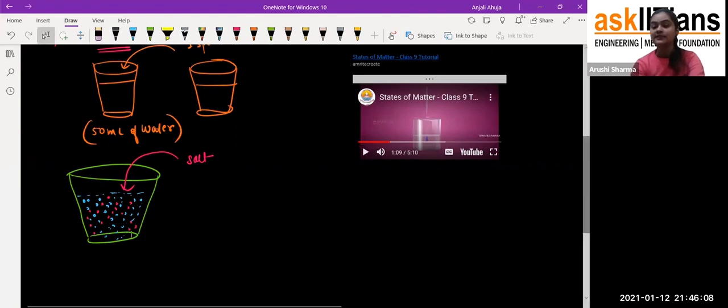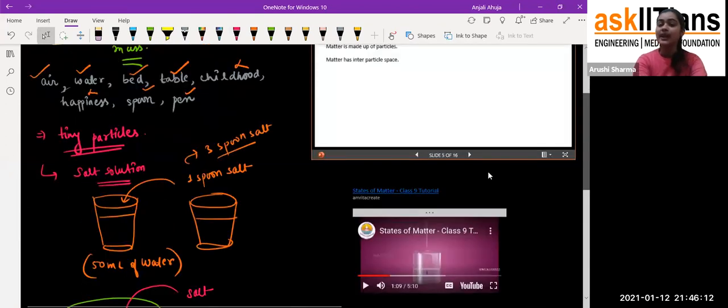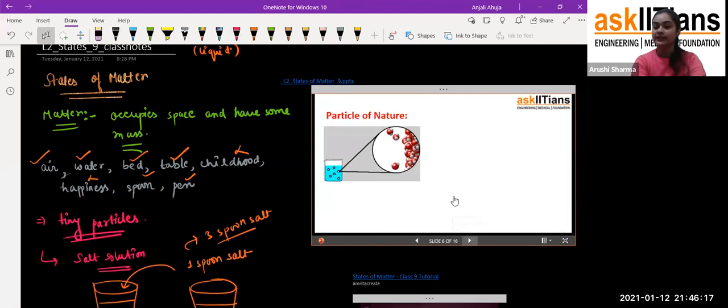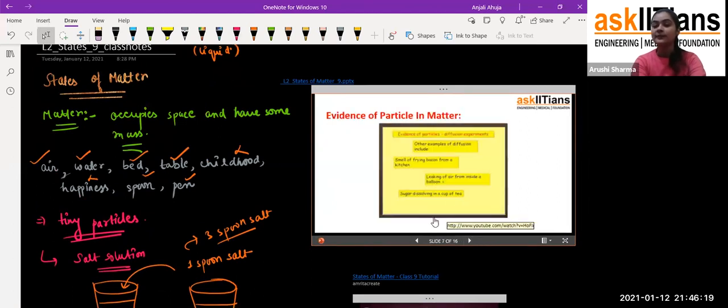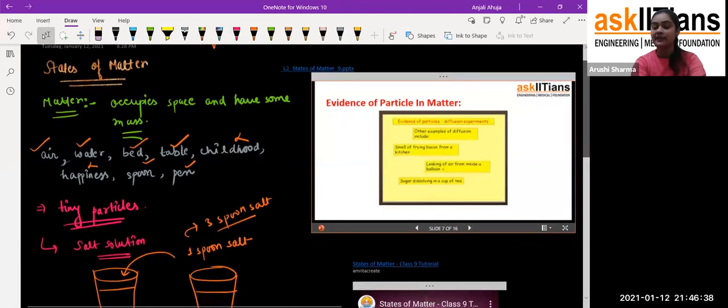Fine, students. So now coming to the point, matter is present in the form of particles only. Now, students, there are evidences of how we can see that the matter we are looking at is made up of tiny particles. But how can we say that these particles have spaces between them, or how they are present in particle nature? So, students, I'm going to show you one of the experiments here again.